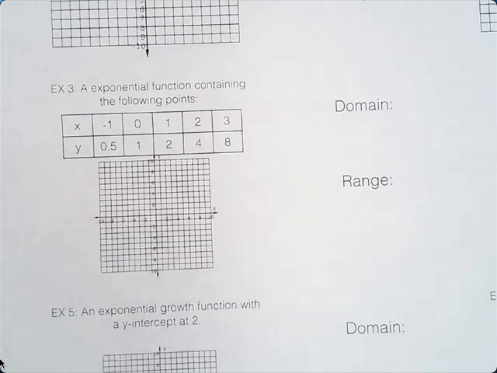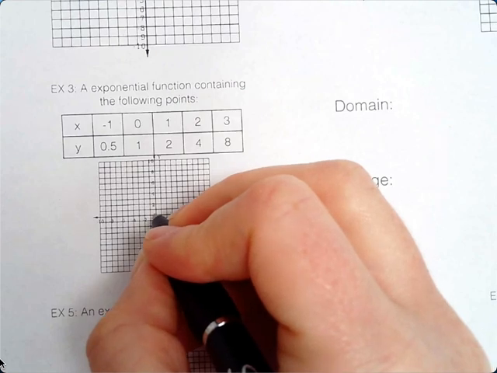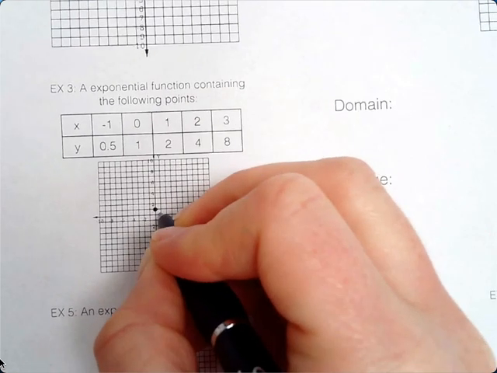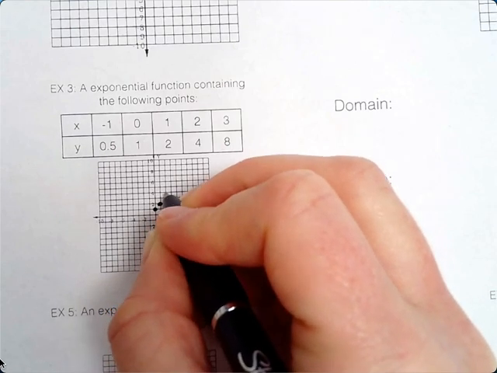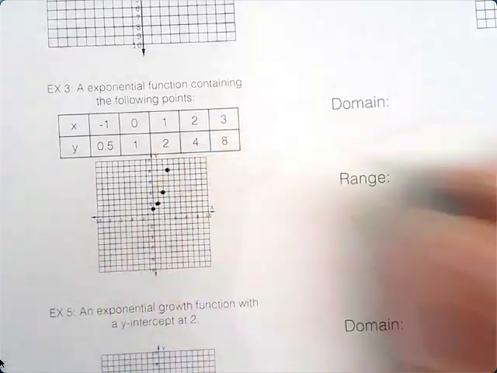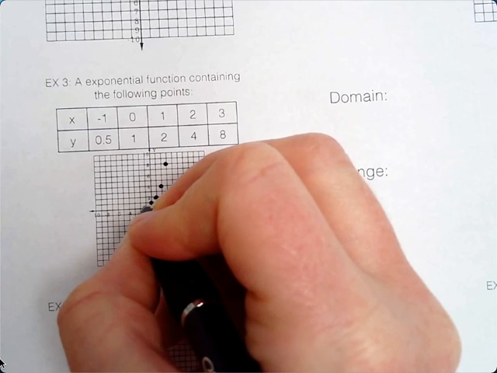We can use this graph to graph the functions. So we have 0, 1; 1, 2; 2, 4; 3, 8. And I didn't do the negative 1, 1 half.